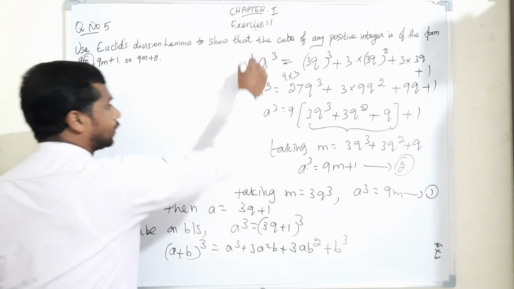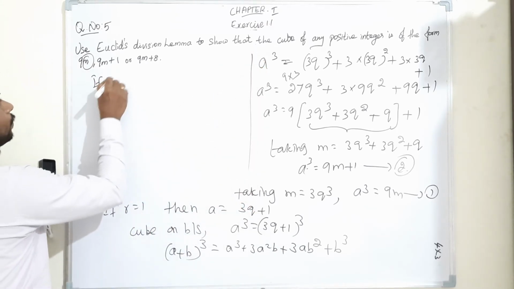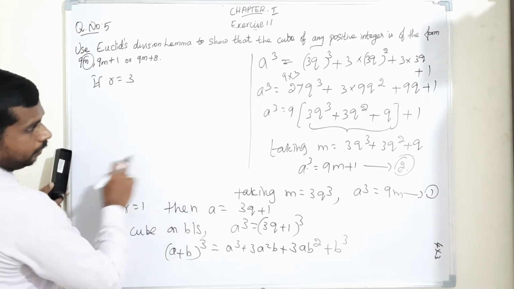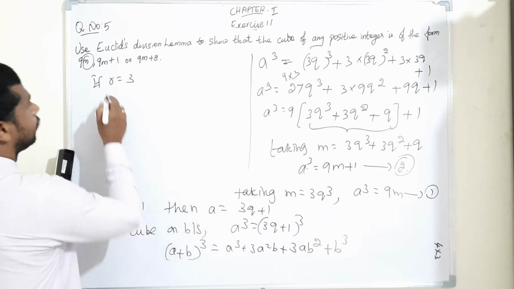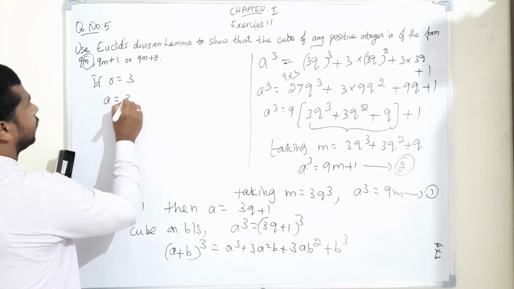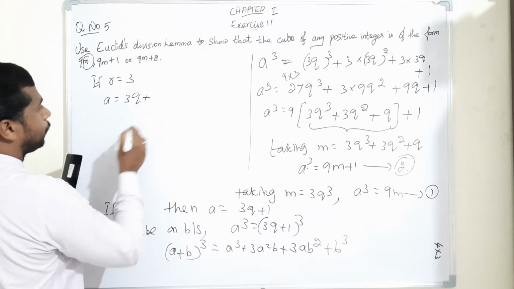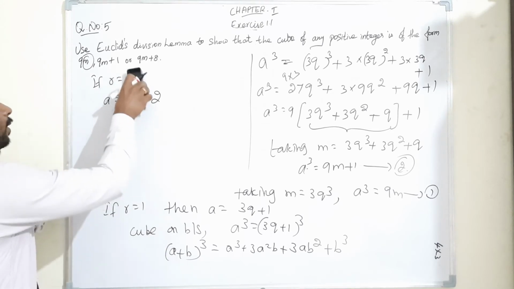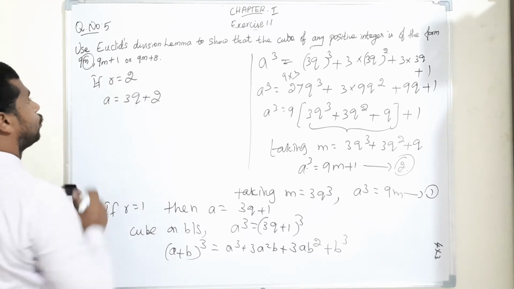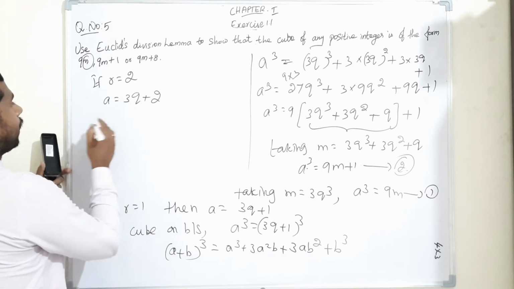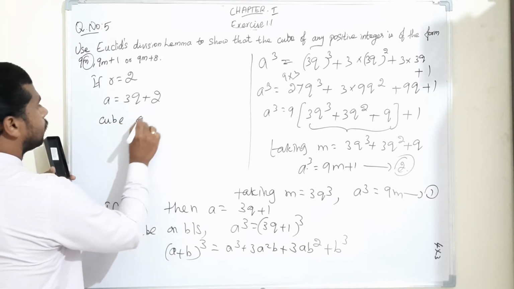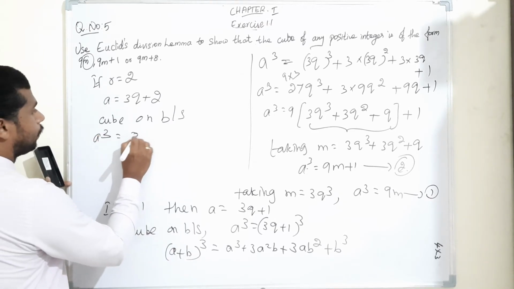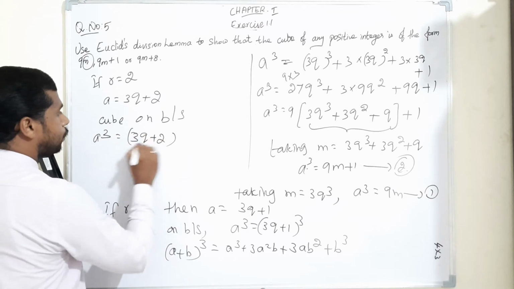Now the next condition, if r is equal to 3, isn't it? If r is equal to 3, what will happen? Sorry my dear, r is equal to 2, isn't it? So r is equal to 2 means a is equal to 3q plus 2. Again cube on both sides: a cube is equal to (3q plus 2) the whole cube.